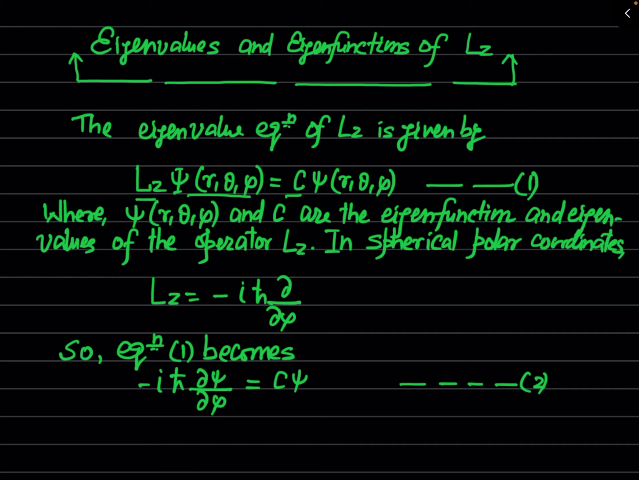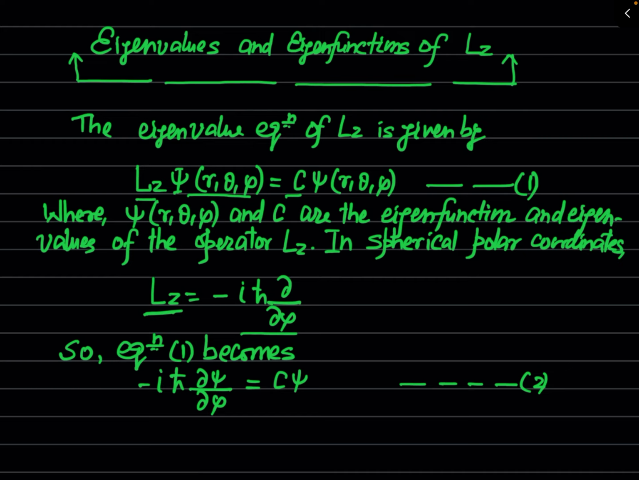And you have seen in the previous lecture the meaning of this operator Lz in spherical polar coordinates. Lz in spherical polar coordinates is defined like this: Lz equals minus i h bar del by del phi. This is just the definition of this operator in spherical polar coordinates. As you can see, this operator Lz depends only on phi, not on r and theta.